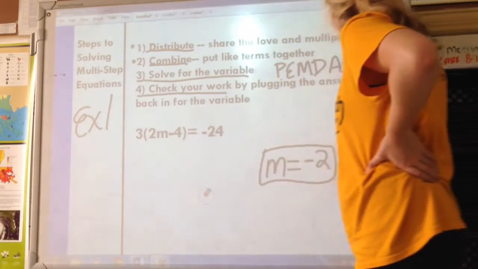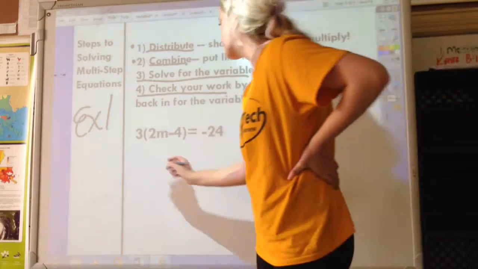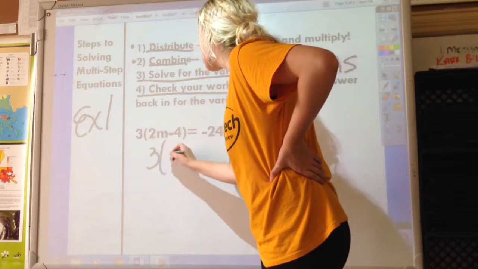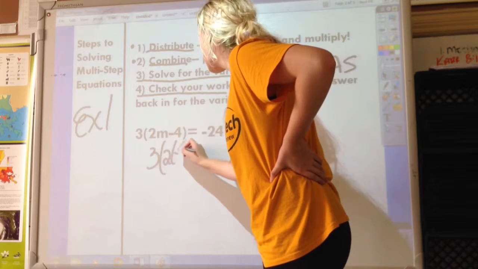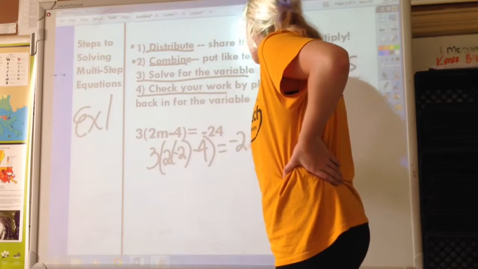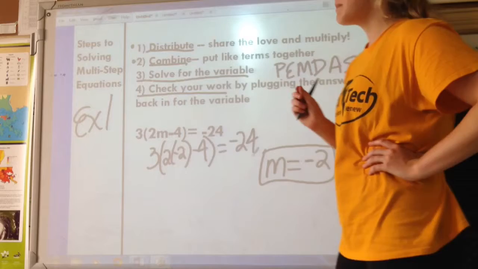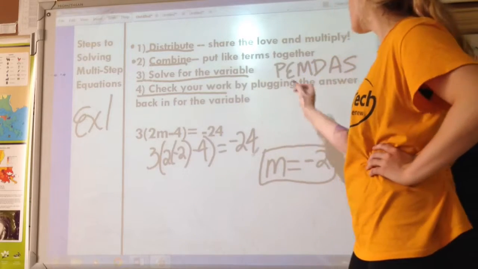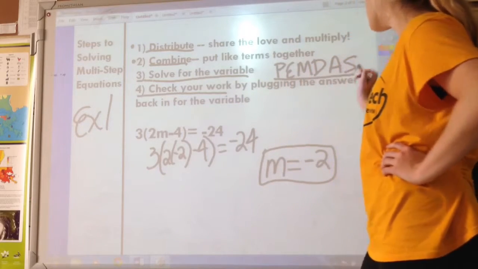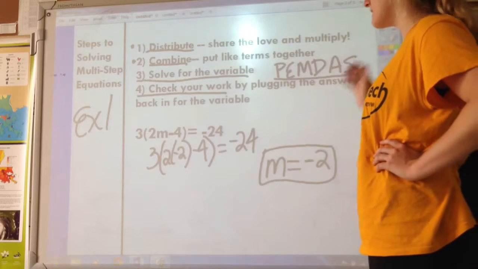So again, all I do if I want to check my work is plug negative 2 back in for m. So I have 3 times (2 times negative 2 minus 4) equals negative 24. Now, this problem should look super weird to you guys, and this is where it's really important that we recall our order of operations from 7th grade, PEMDAS, or please excuse my dear Aunt Sally.